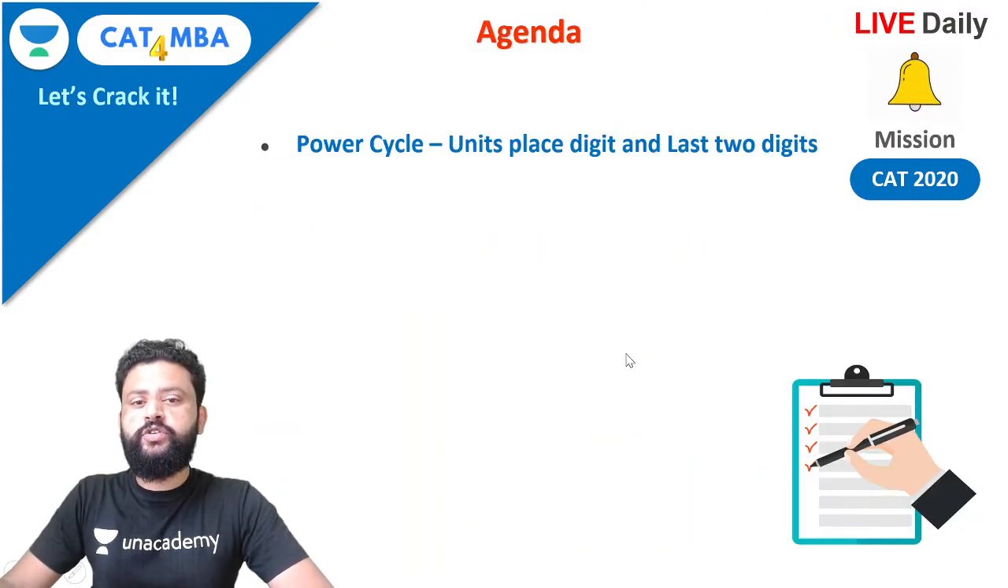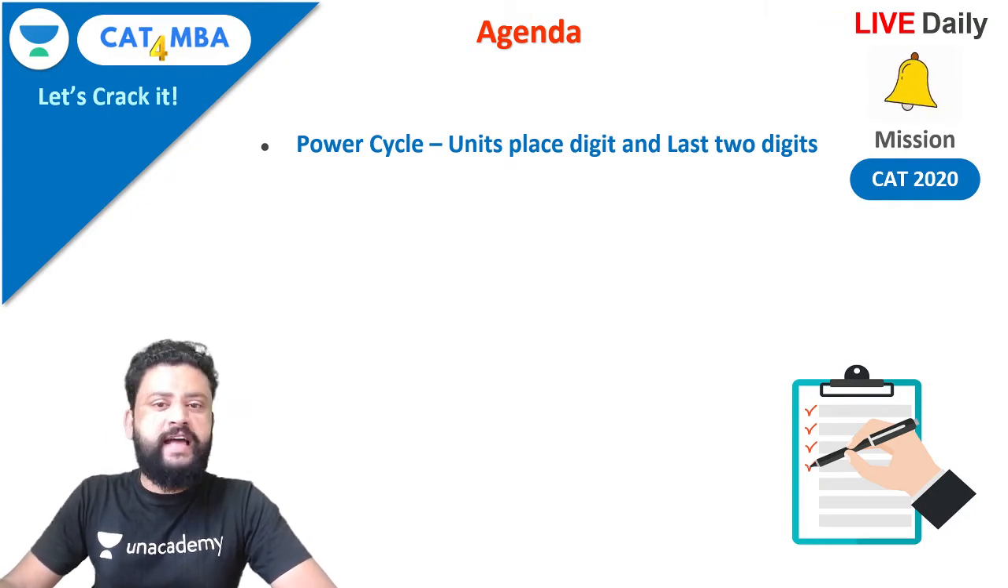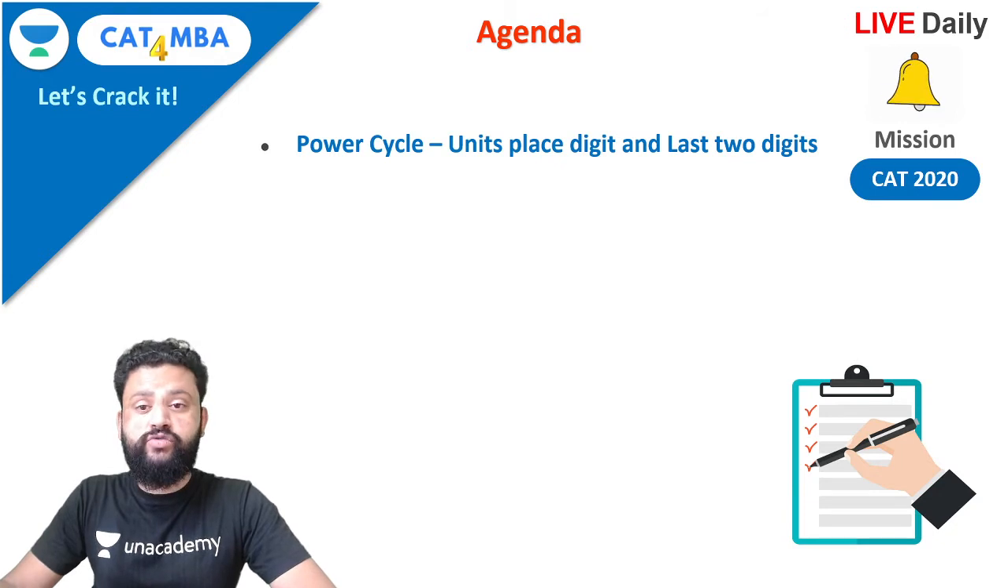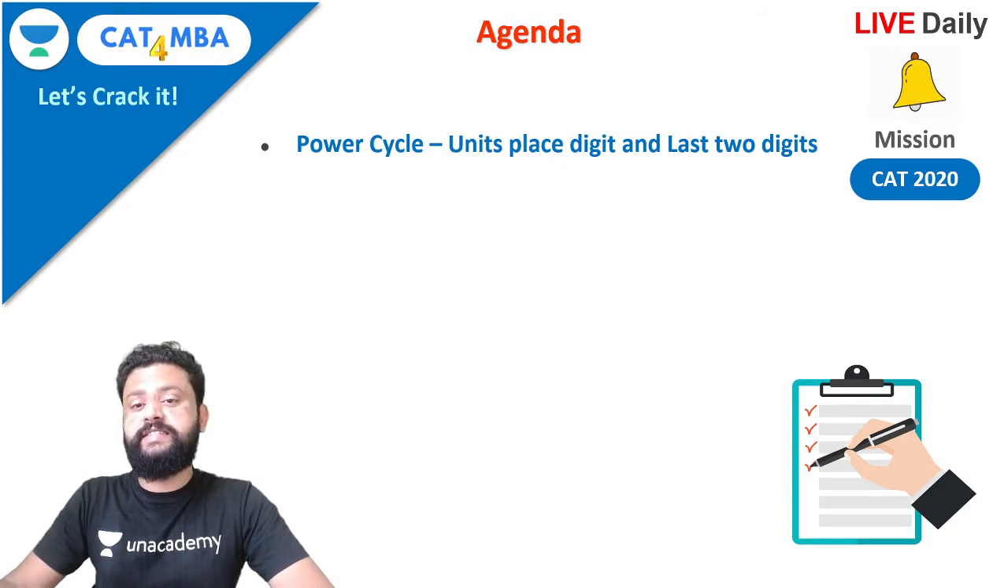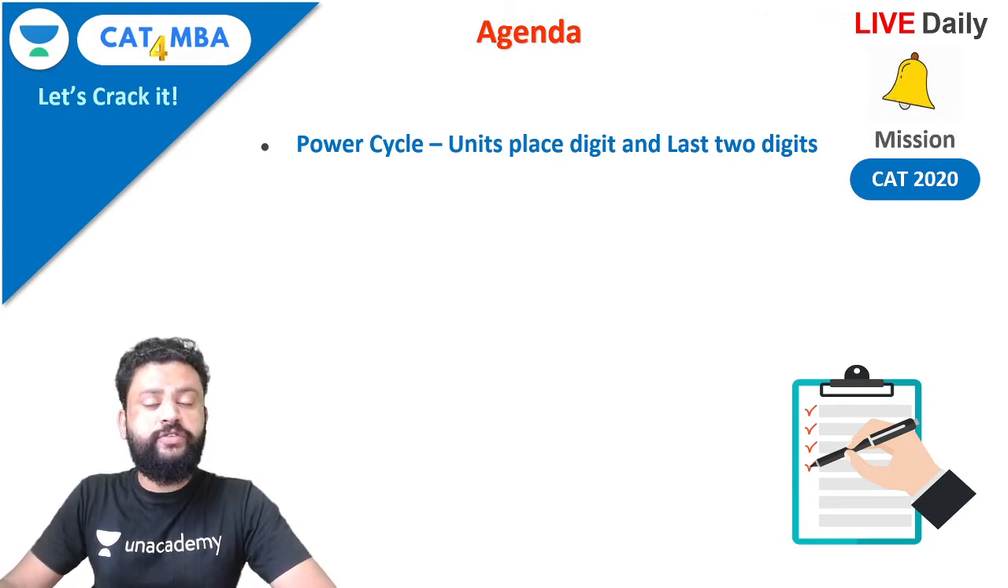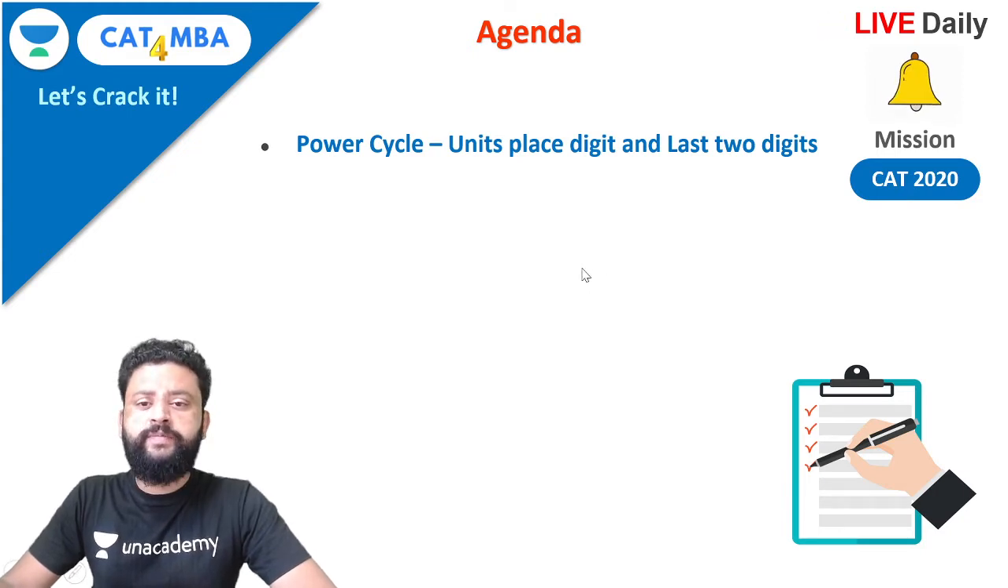So the agenda for today's session is, guys, we'll understand the cyclicity, understand the power cycles, and let's understand how to find the units place digit. At the same time, I'm going to share a few tricks to find last two digits of any number, and these two are very typical question types that come in CAT, so it will surely help you out.